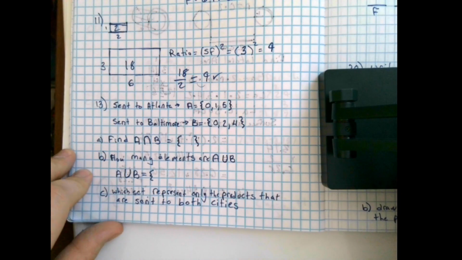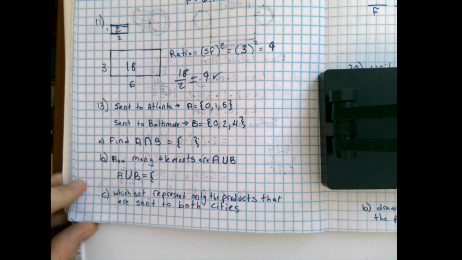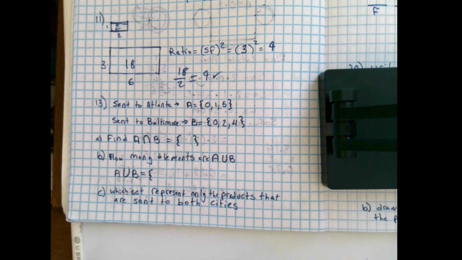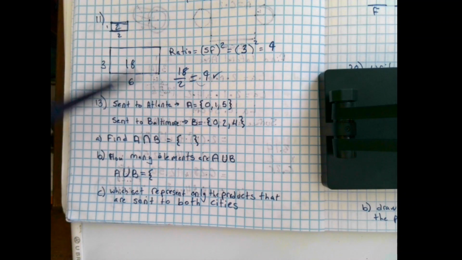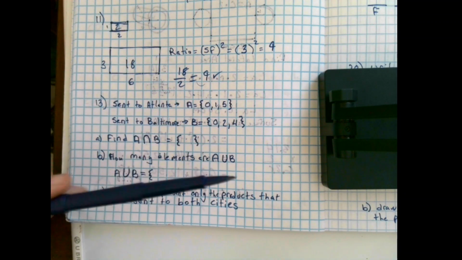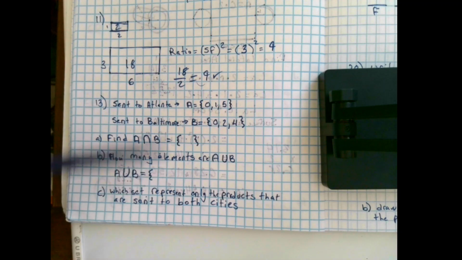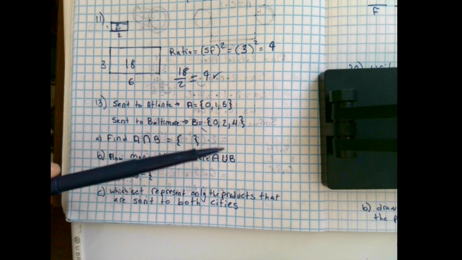Question 13 is talking about a shipping company shipping products. It says that it numbers its products 0 to 5 and then sends them to 2 cities, Atlanta and Baltimore. It says that it ships product 0, 1, and 5 to Atlanta, represented here by the set A for Atlanta, equaling 0, 1, and 5, and it sends products 0, 2, and 4 to Baltimore, represented here by B equals the set 0, 2, and 4.